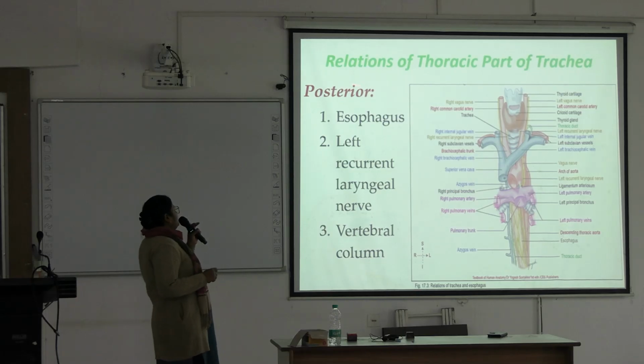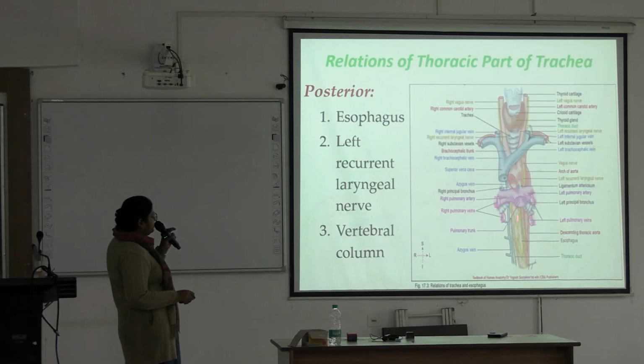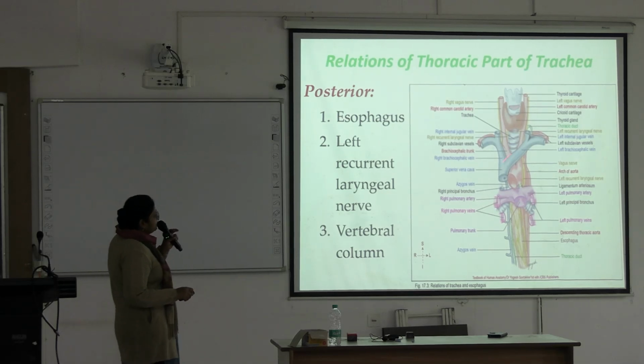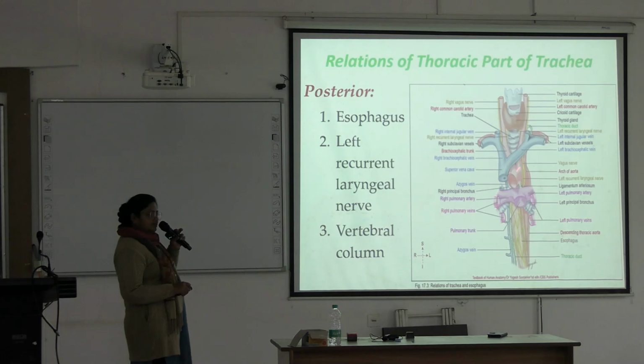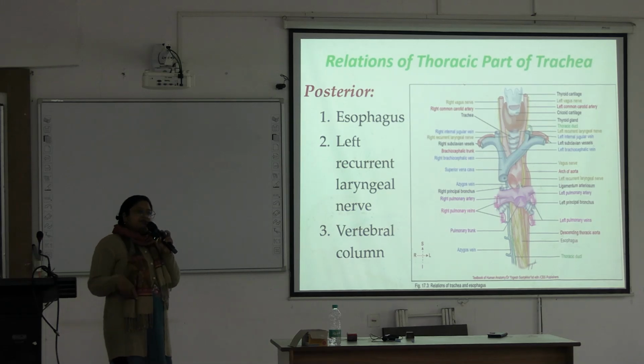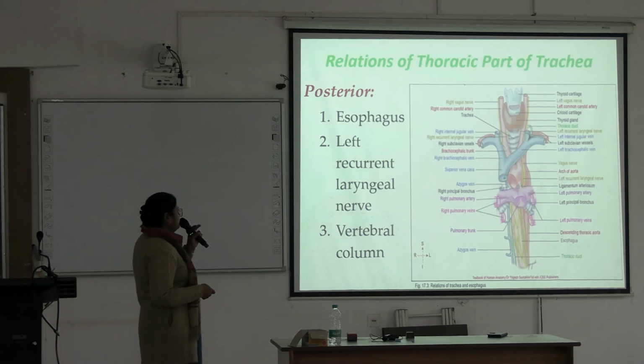Posteriorly lies the esophagus. You can see here this muscular tube is the esophagus. Left recurrent laryngeal nerve, it is hooking on the undersurface of this arch of aorta and then lying posterior to the trachea in the tracheoesophageal groove. And posterior to the esophagus will be the vertebral column. So these are the posterior relations of trachea.